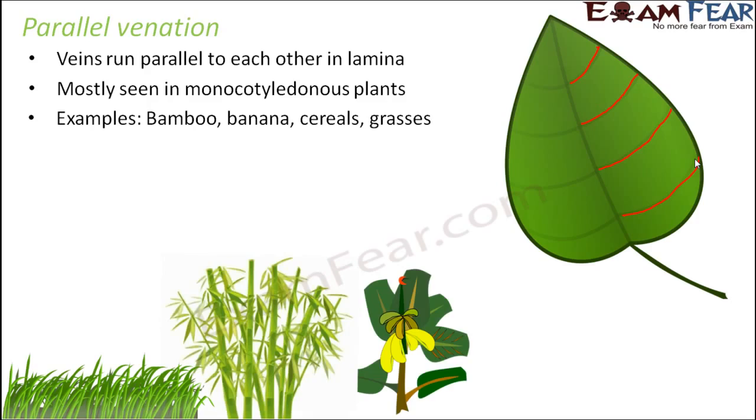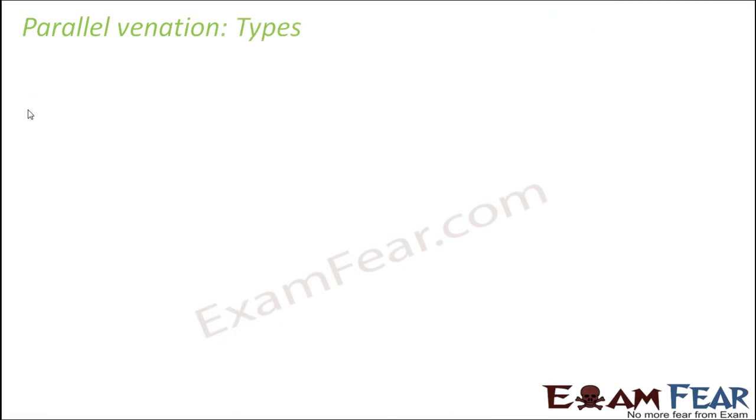So if you want to compare the parallel venation with reticulate venation, you can take the leaf of a hibiscus flower and a grass leaf. And if you compare both, you will very clearly be able to see the difference between parallel and reticulate venation. Now again, this parallel venation also has types. So there are again similar kinds of types. The first is pinnate parallel venation and the second one is palmate parallel venation.